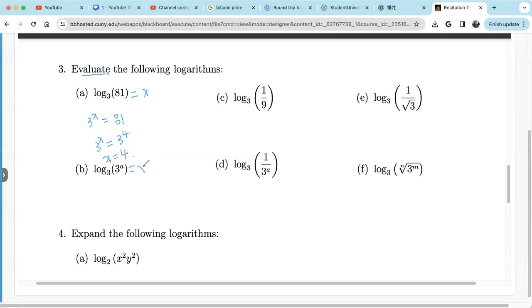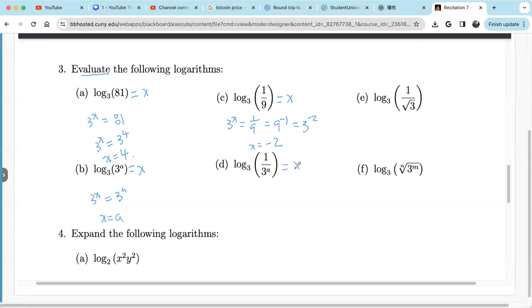B, let's say this equals x. That means 3 raised to x equals 3 raised to 8, so x equals 8. For this one, let's say this equals x. That means 3 raised to x equals 1/9. Well, 1/9 is 9 raised to -1, or 3 raised to -2. So x equals -2.